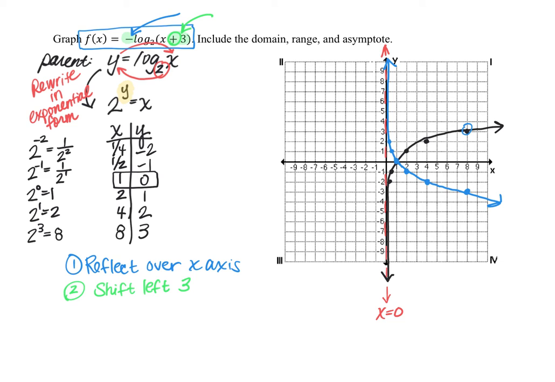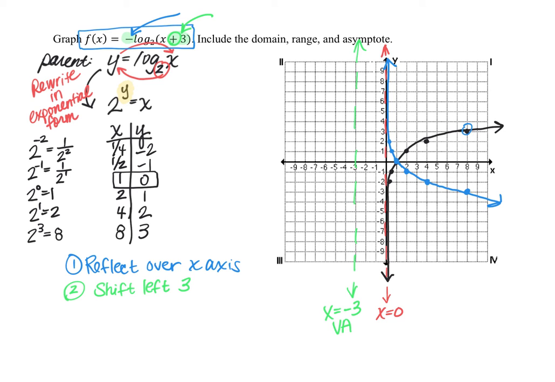I'm not going to show why in this particular video. That would be in another video. But that x plus 3 in the parentheses causes a shift to the left 3. And that means that the vertical asymptote will shift left 3 also. So I'm going to graph the new asymptote here, shifted left 3 in green. This vertical line is now x equals -3, and that will be my final vertical asymptote.